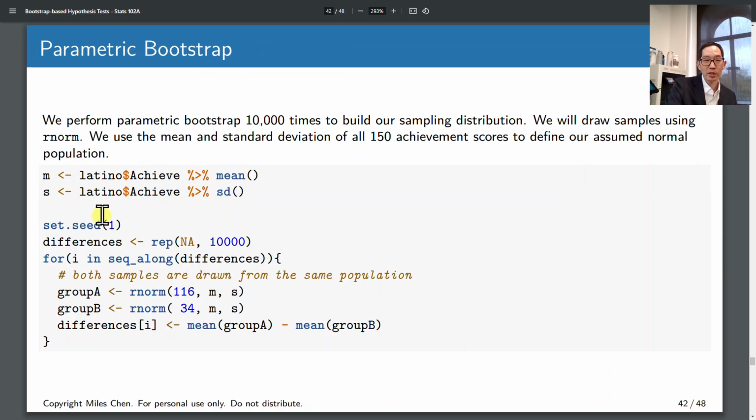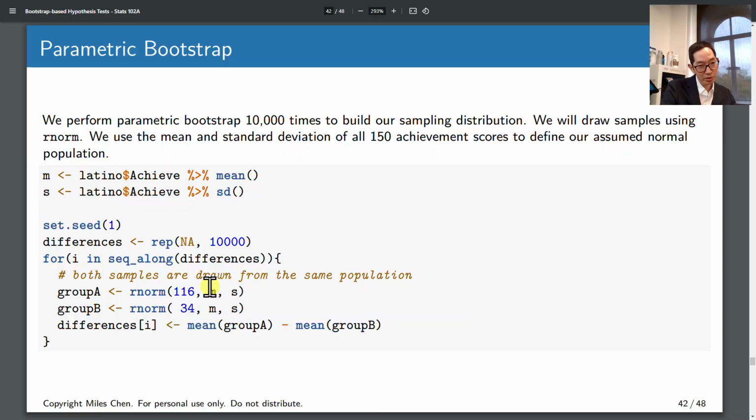So here I'm going to calculate the overall mean of the 150 values. So I do Latino$achieve, calculate the overall mean, that's going to be M, calculate the overall standard deviation of the 150 values, S, and I'm going to plug those into rnorm. So group A is going to be 116 values drawn from the random normal, where the mean is M and the standard deviation is S. Group B is going to be 34 values drawn from the random normal, where the mean is M and the standard deviation is S. I'm using the same values here, again, because if the null hypothesis were true, we're saying both groups are coming from the same population, okay?